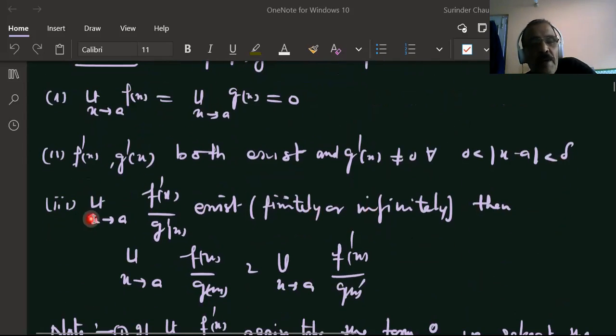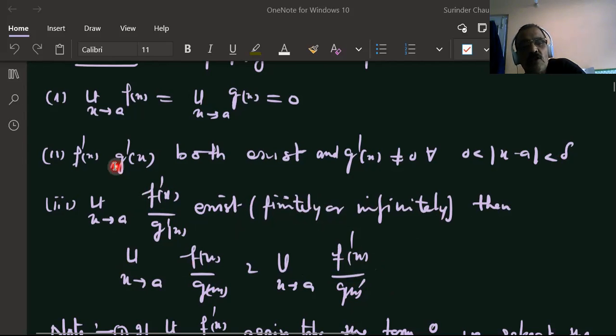then limit x tends to a of f dash x upon g dash x exists, and this limit exists finitely or infinitely. Then limit x tends to a of f(x) upon g(x) is equal to limit x tends to a of f dash x upon g dash x. If it exists finitely, this is the limiting value. If it does not exist finitely, we'll proceed.